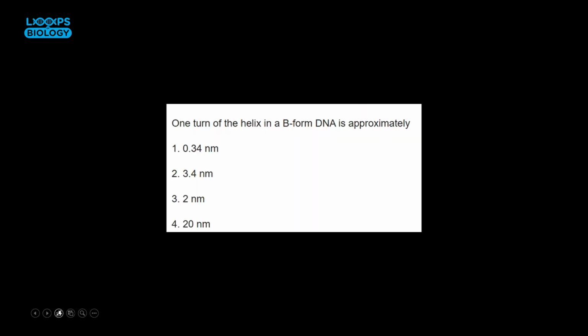Alright. Let's move on to the question. One turn of helix in B form DNA is approximately 3.4 nanometer.